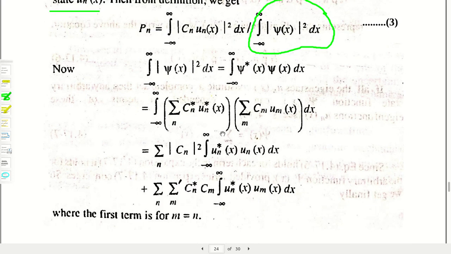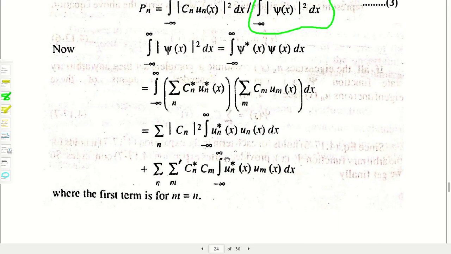And this will generate two classes of terms: one class where n and m are equal, in the first sum, and the second where n and m are not equal to each other. This will construct this number of terms, and a double sum will be there. So it is a very simple expansion of the two sums.